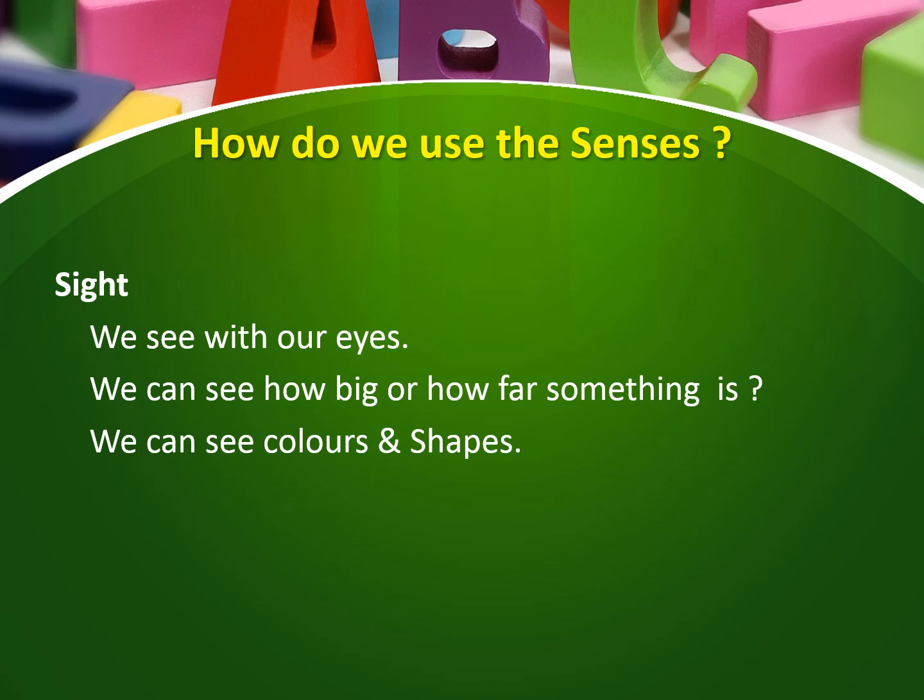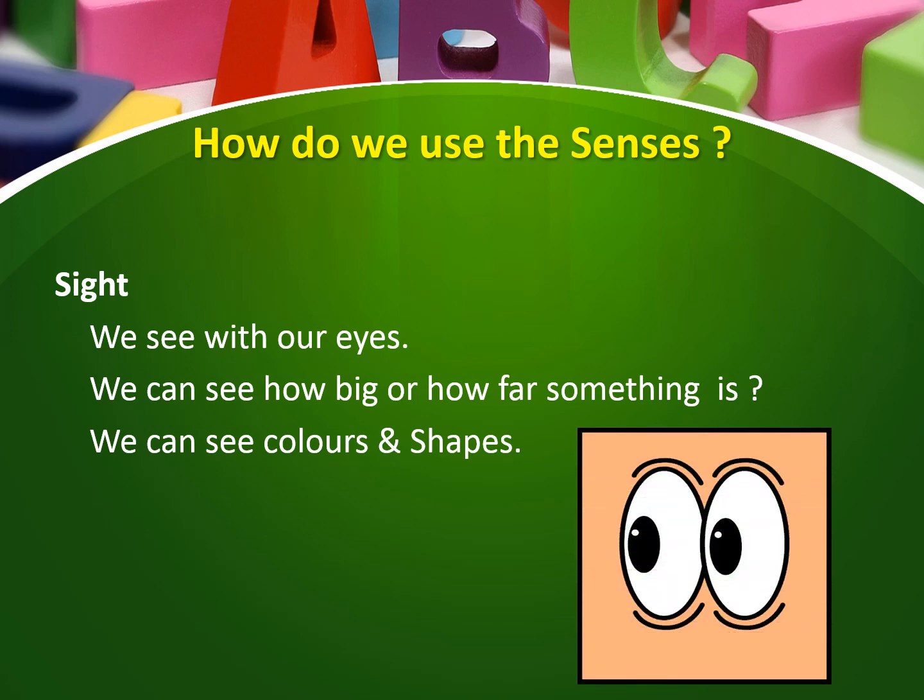How do we use the senses? Our first sense is sight. We see with our eyes. We can see how big or how far something is. We can see colors and we can see shapes.